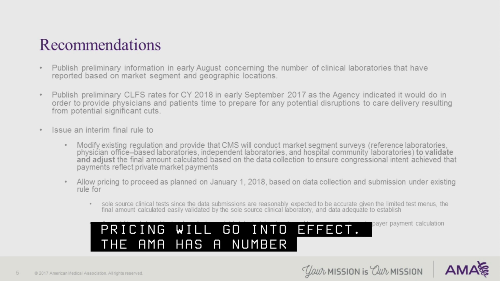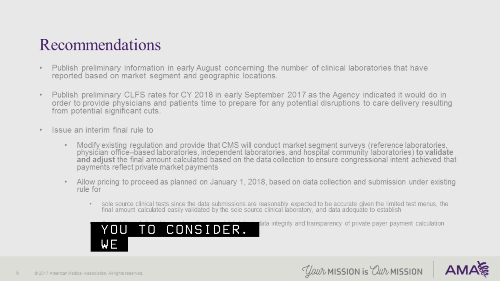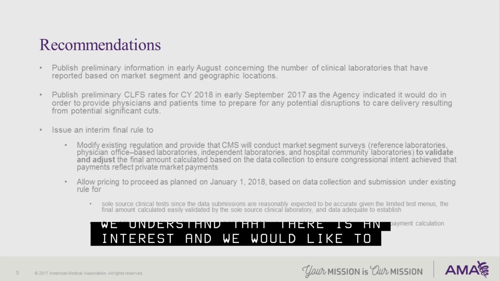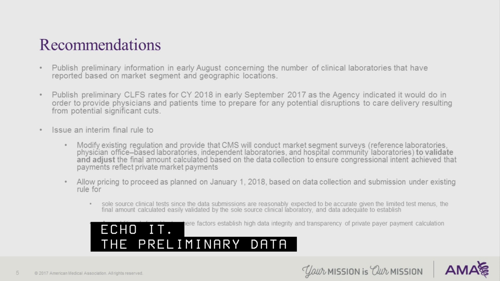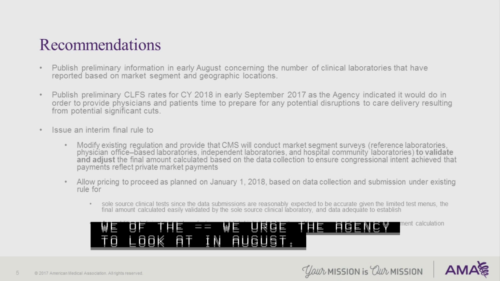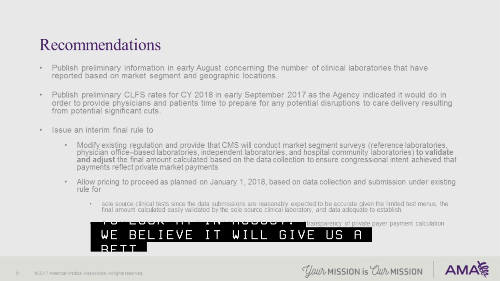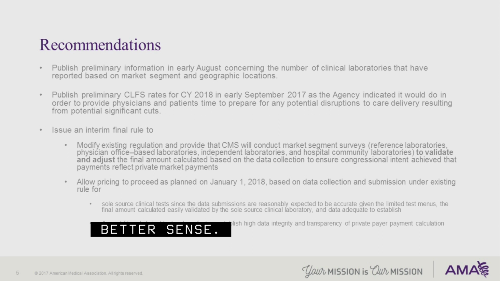First, we understand that there is an interest, and we would like to echo it, that the preliminary data that CMS has obtained, we are urging the agency to release in August with regard to the number of labs that have reported, the types of lab, and their geographic distribution. We believe that will give us a better sense, at least at a very high level, with regard to the integrity of the data and the extent to which it actually reflects market rates. We also urge the agency to meet its pre-identified publication date of early September.